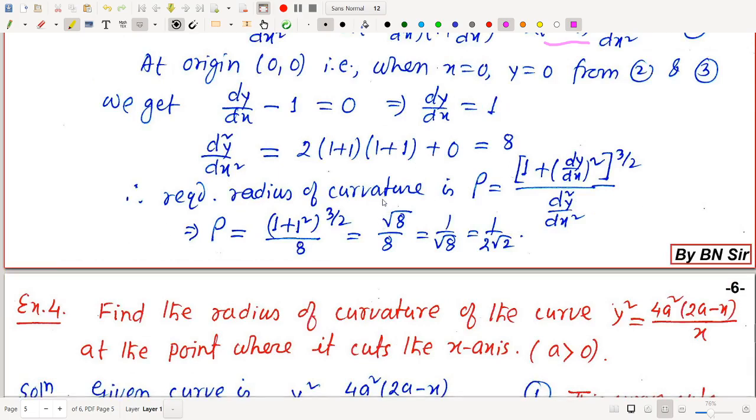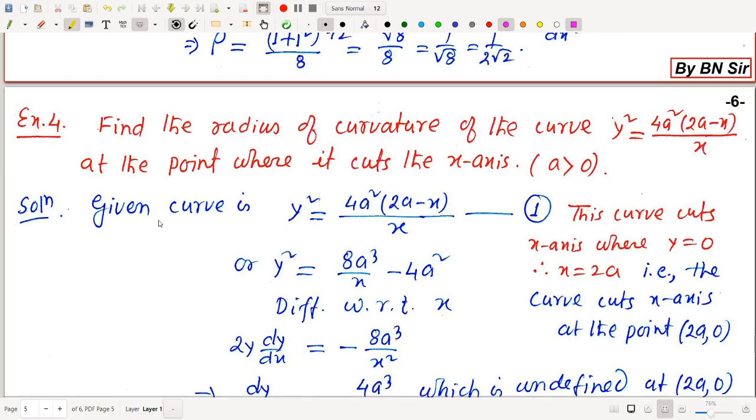Therefore, the required radius of curvature is rho equal to 1 plus dy by dx square to the power 3 by 2 divided by d square y by dx square. This is the formula for calculation of radius of curvature. Just putting the values of dy by dx and d square y by dx square, we get rho is root 8 by 8, which means 1 by root 8, that is 1 by 2 root 2.